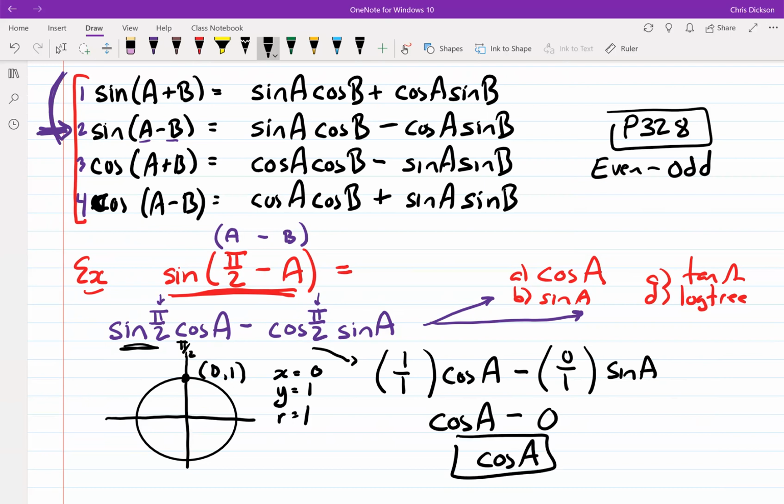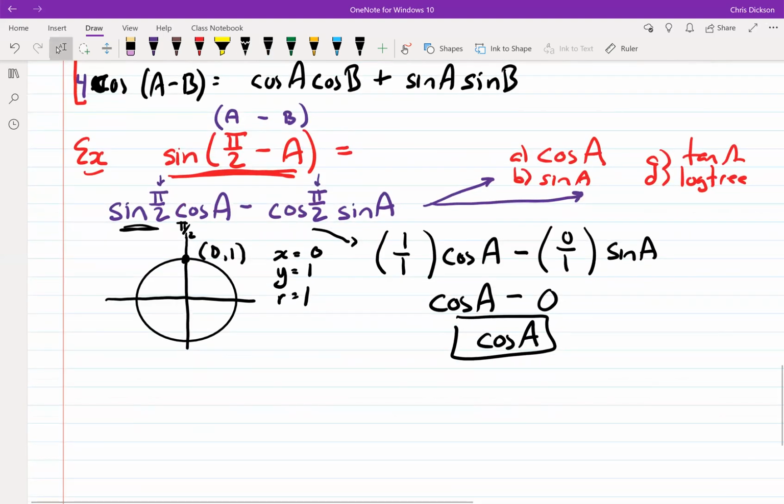So that's one way you could get that identity without memorizing the even odd identities. And so I would say it's not really worth your time to memorize those unless you're going into engineering or maybe computer science.